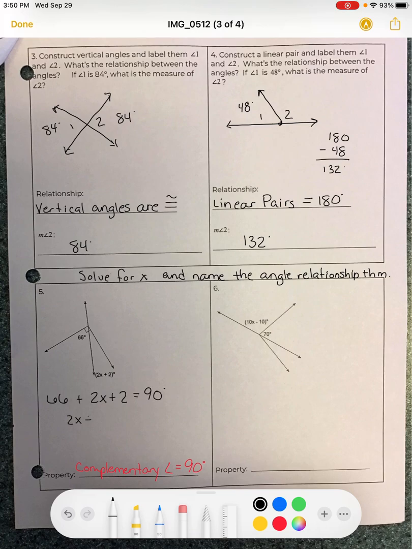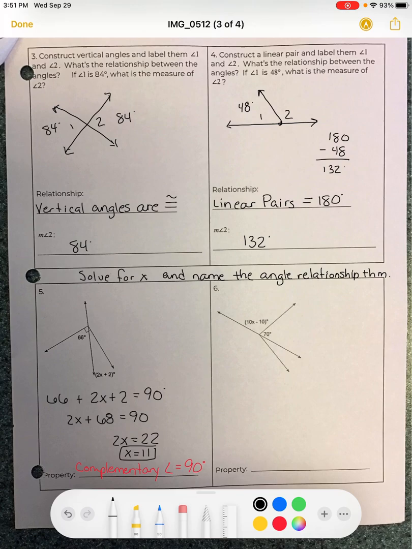So I'll combine and get 2x plus 68 equals 90. Subtract the 68 to the other side, so you get 2x equals 22. And then divide to get x equals 11.